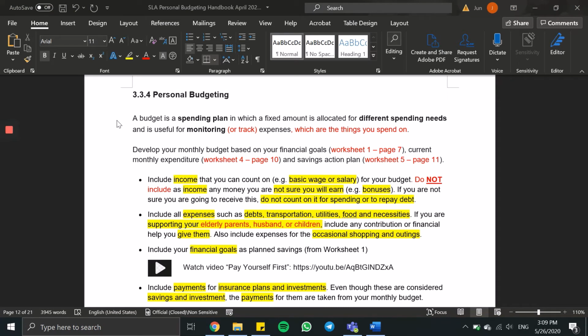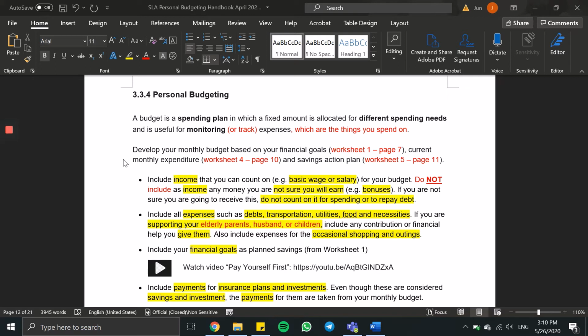A budget is a spending plan in which a fixed amount is allocated for different spending needs and is useful for monitoring or tracking your expenses, which are the things that you spend on. In this segment, you will have to develop a monthly budget based on your financial goals stated in worksheet 1, page 7, which is maybe to start a bakery in 5 years' time.